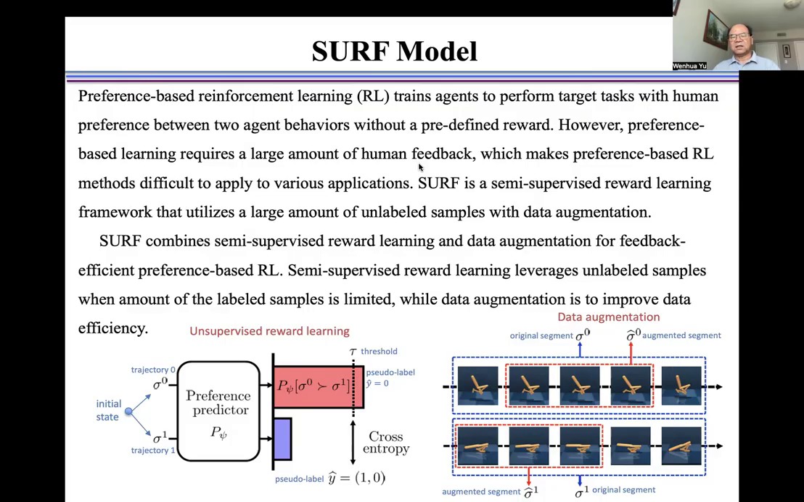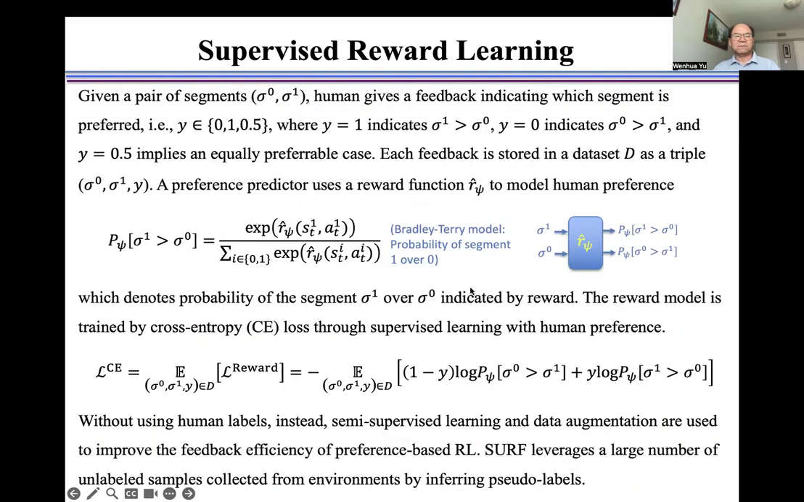Semi-supervised reward learning leverages unlabeled samples when the amount of labeled samples is limited, while augmentation improves data efficiency, as shown here. In this semi-supervised reward learning, trajectory 0 and trajectory 1 start from the same initial state, and this cross-entropy is used to train the reward model. In this data augmentation, this is the original segment, and this is the augmented segment.